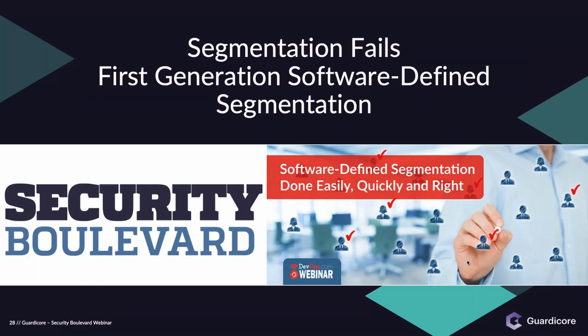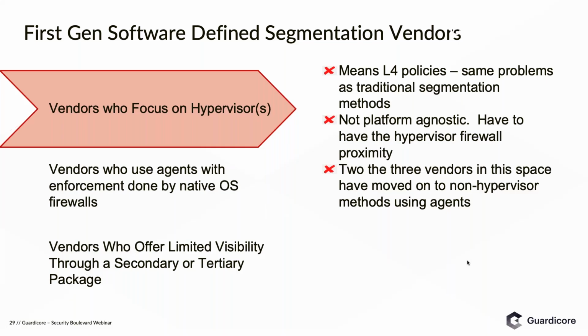And then the final group of failures that we've learned from is first generation software-defined segmentation. There are many. First things first, there were 3 vendors who focused on hypervisors and thought the hypervisor would be the method of enforcement and control. Actually, 2 of the 3 vendors who started in this space, including the largest hypervisor vendor in the world, have moved away from hypervisors. There's only one who still does hypervisors. And the problem here was that you had the same layer 4 policies. So those examples I showed you, trying to do policy by identity, by process, and by fully qualified domain name, you can't do that. So you have the same problems as traditional segmentation methods.